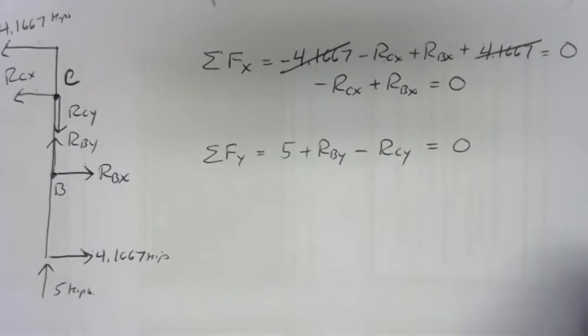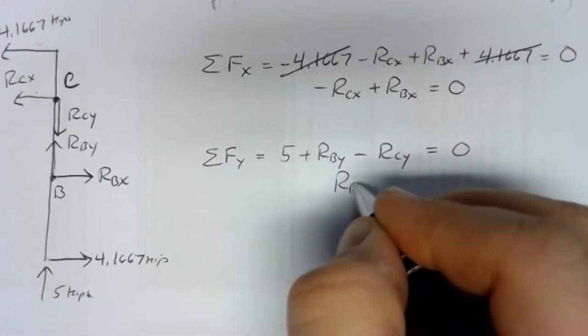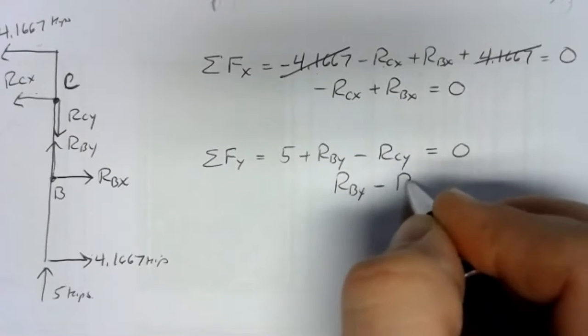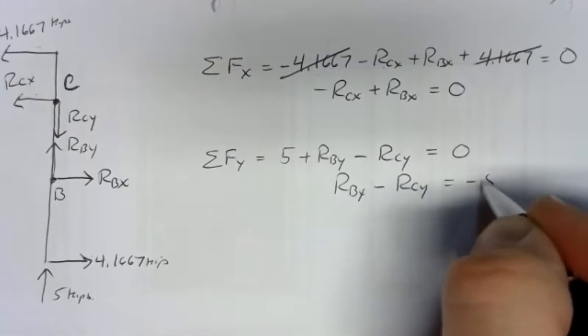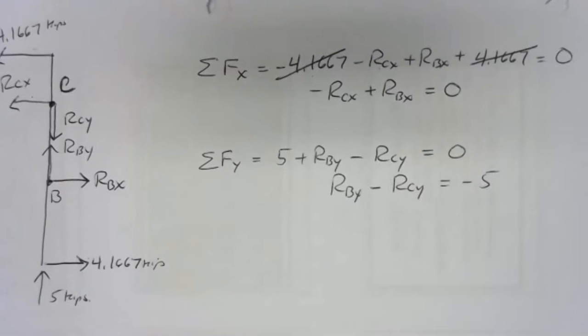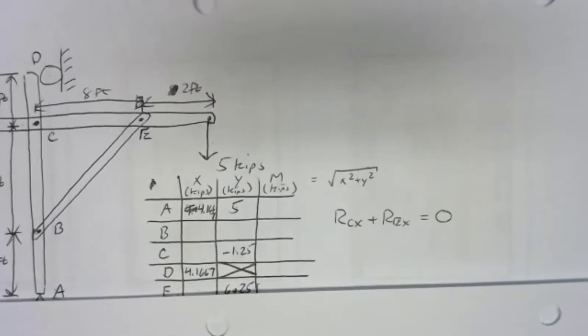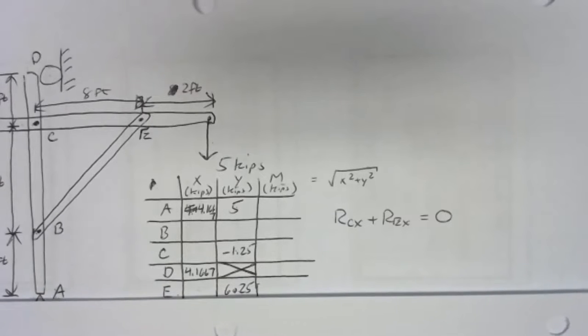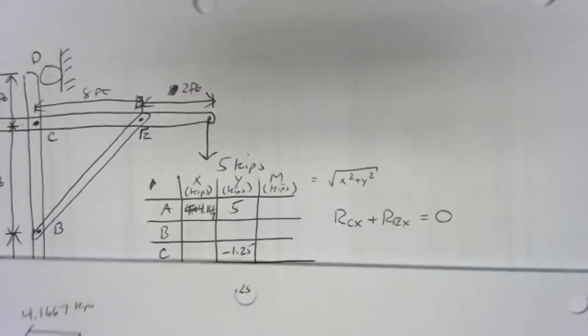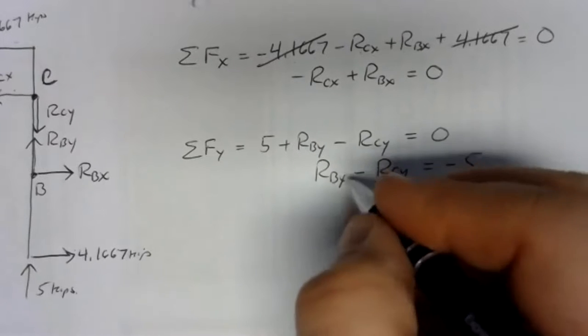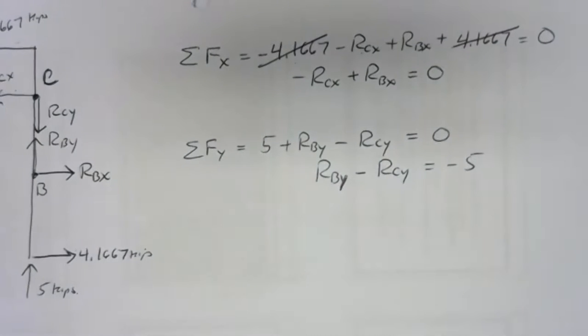Not really much I can do with that equation except subtract 5 from both sides and get RBY minus RCY equals a negative 5. So far, not a lot of help from these equations. We can't really solve either of these two just yet. Maybe we can if we look back at the table and pull in some information. We'd need something at C. We've got CY, so it looks like we'll be able to get something out of that. So it doesn't look too bad.